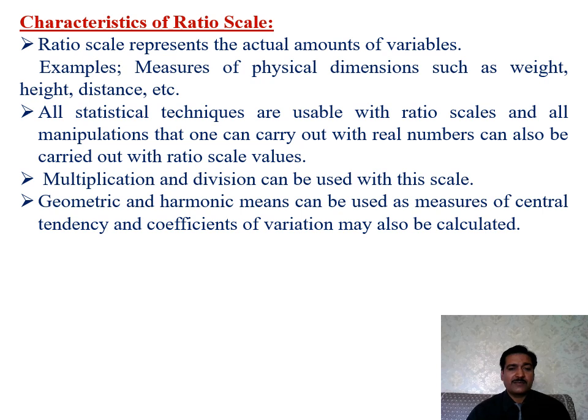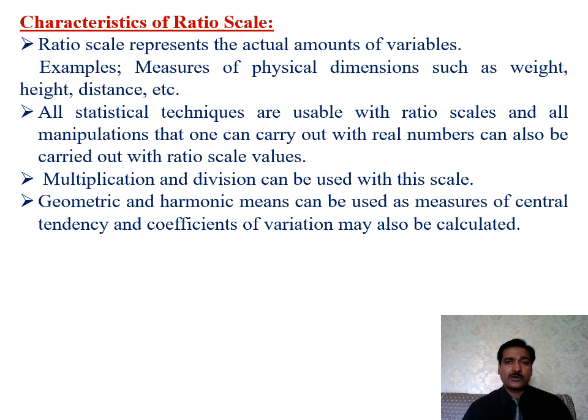Multiplication and division can be used with this scale. Geometric and harmonic mean can be used as measures of central tendency, and coefficients of variation may also be calculated. One more thing which is not included as a characteristic of ratio scale is that in ratio scale we can apply all kinds of parametric tests. So this was all about the four types of measurement scales.